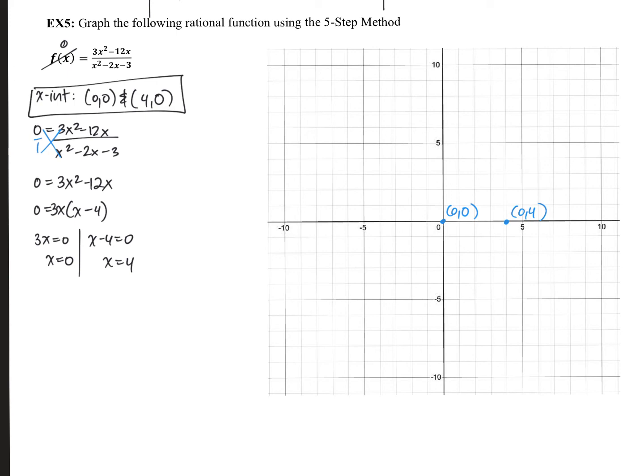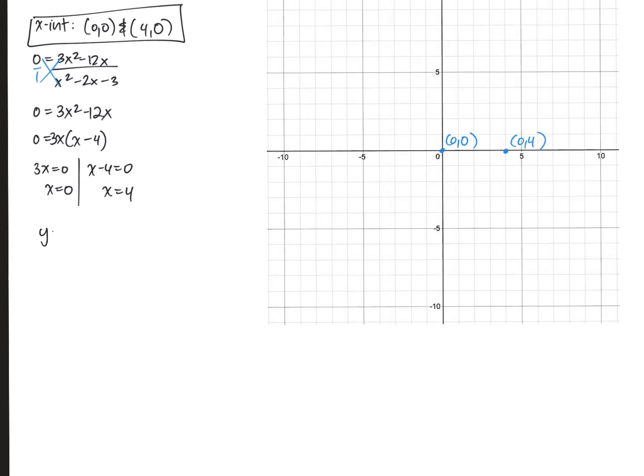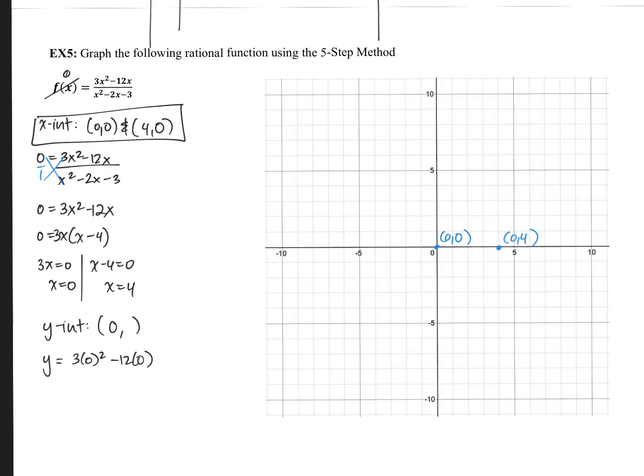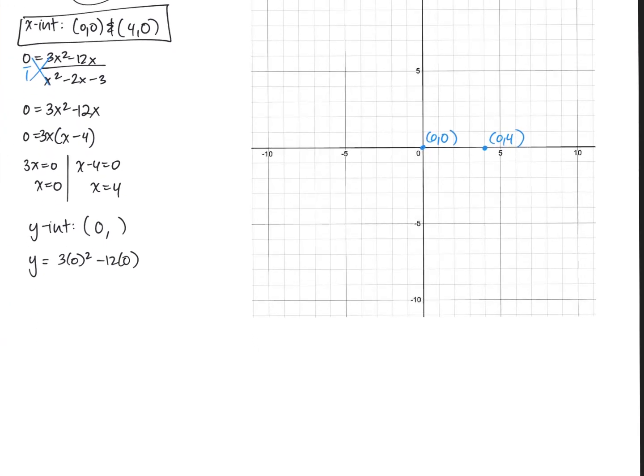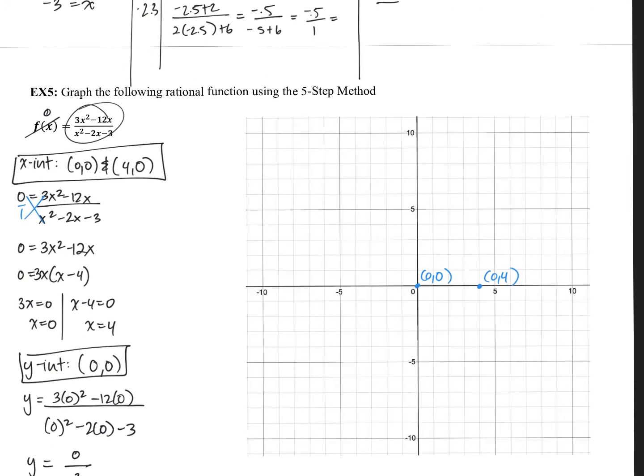And let's do the y-intercept. How do you find the y-intercept? Set x to 0. So that's going to be y equals (3 times 0 squared minus 12 times 0), once again using this function right up here, all over (0 squared minus 2 times 0 minus 3). So y is going to equal 0 over negative 3, which is just 0. So my y-intercept is at the origin, (0, 0), and I already have that plotted, so I'll stick with that. Okay, I did my intercepts. What's next?